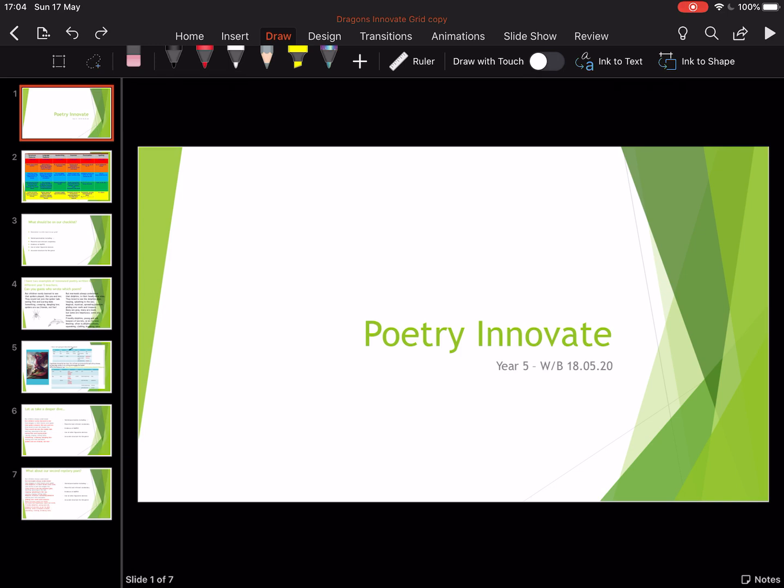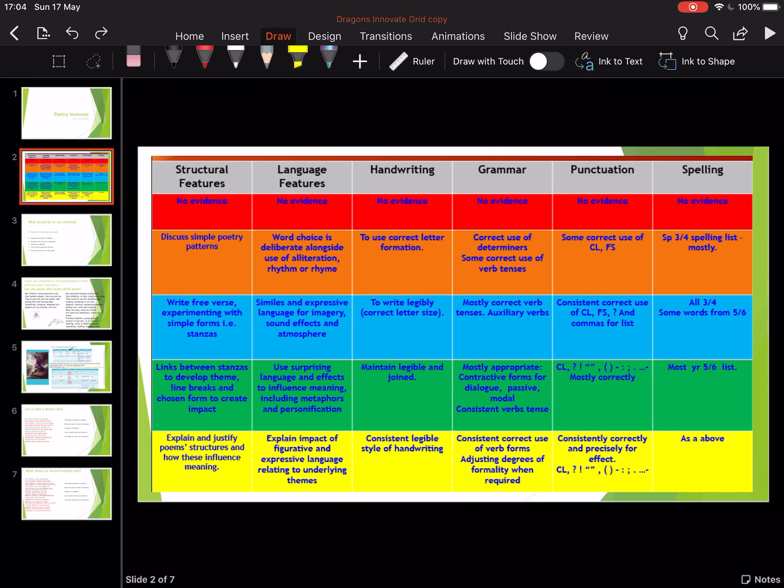So the first thing we're going to do to kick off this week is have a little look at our grid for poetry. Now, we all know that we should be aiming for the blue, the greens and the yellows on this grid. So let's have a little look at what we need to include in our poetry to make sure that we achieve everything we need to achieve.